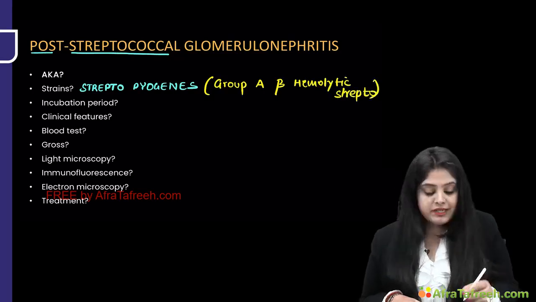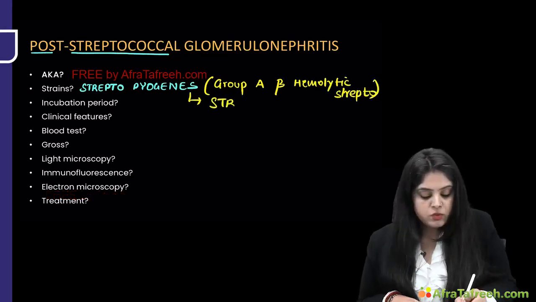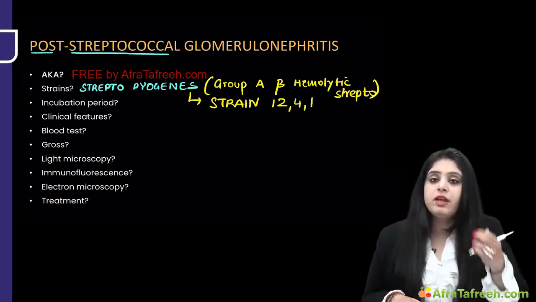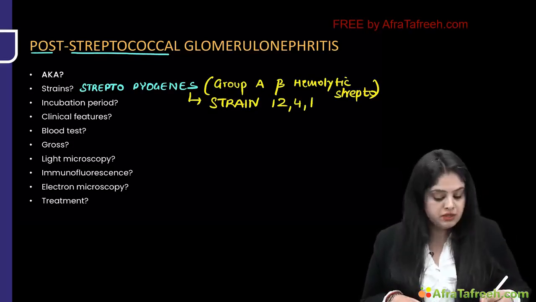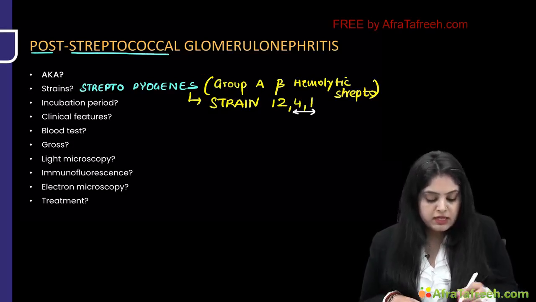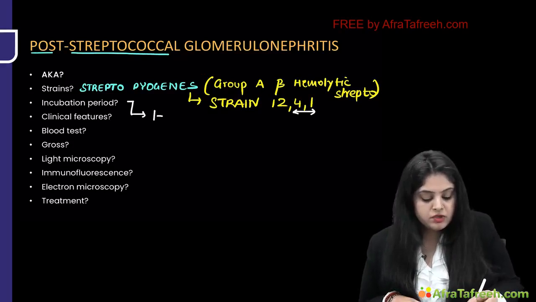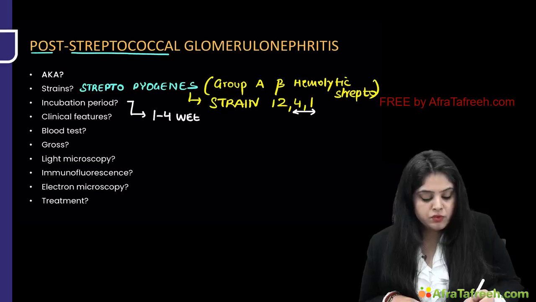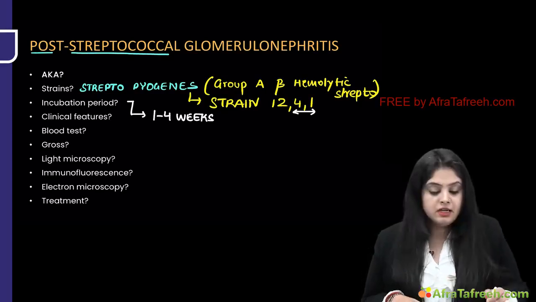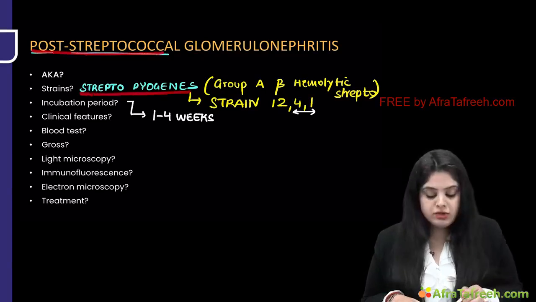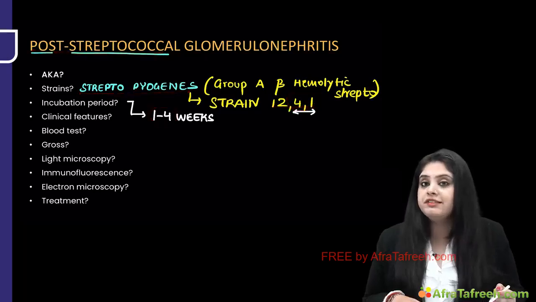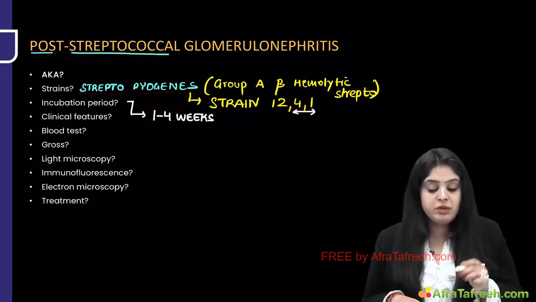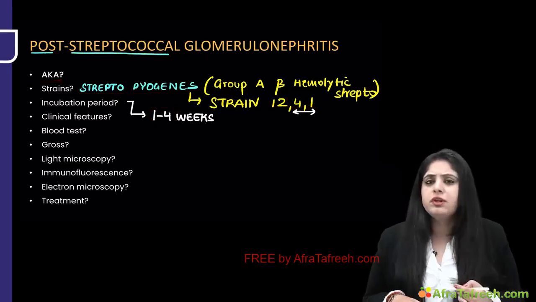So they ask you what strains. The strains are going to be 12, 4 and 1 in the same order. And let me tell you, from this only I can derive the incubation period, because from 12, 4 and 1, if you take the last two numbers, the incubation period is going to be 1 to 4 weeks. So repeating once again, post-streptococcal means streptococcal pyogenes. Strains are going to be 12, 4, 1. Take these two numbers out of it. It's going to be 1 to 4 weeks as the incubation period. I'm missing out on one question. What is it also known as?